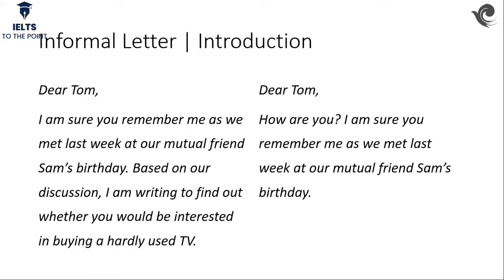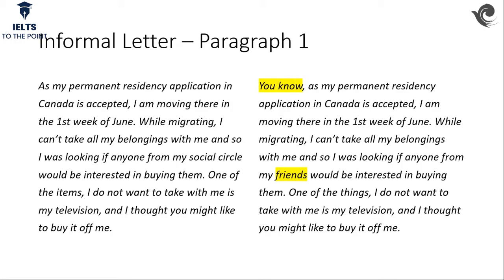Let's come to body paragraph 1. In this case, you have said, as my permanent residency application in Canada is accepted. So you're going very formal. When it comes to an informal letter, you can simply say, you know, as my permanent residency application in Canada is accepted, I'm moving there in the first week of June. This typically suggests again that this particular person has a very friendly relationship with you.